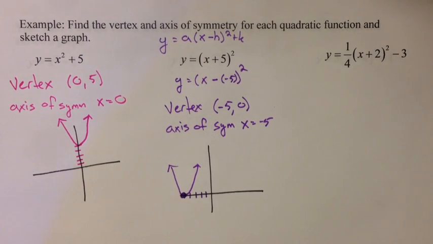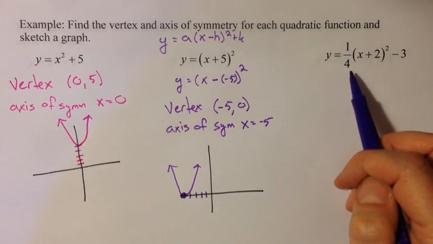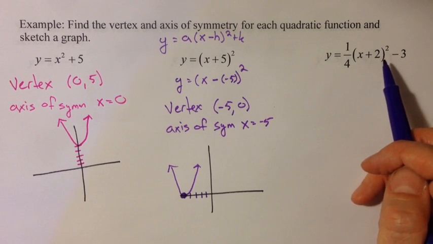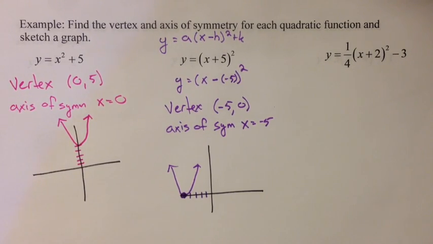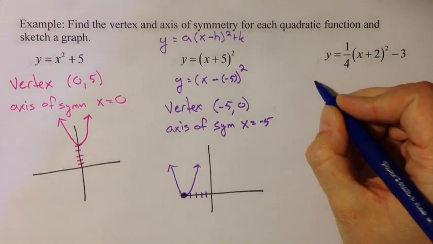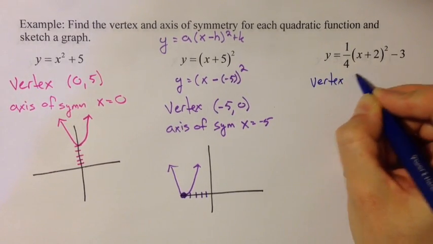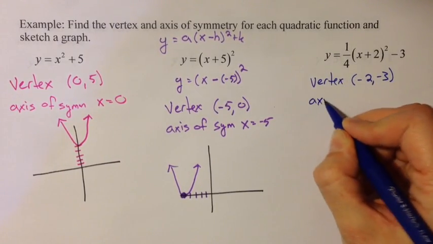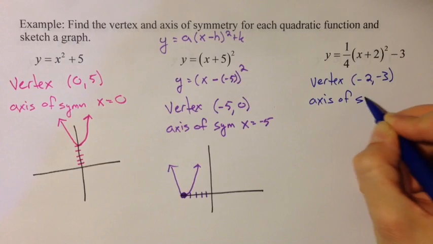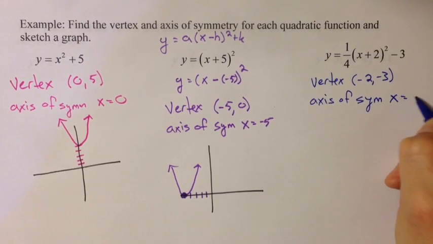My third example has all the things going on. We've got an a value of 1/4, h is negative 2, and k is negative 3. So that tells me right away that my vertex is negative 2, negative 3. And the axis of symmetry is x equals negative 2.